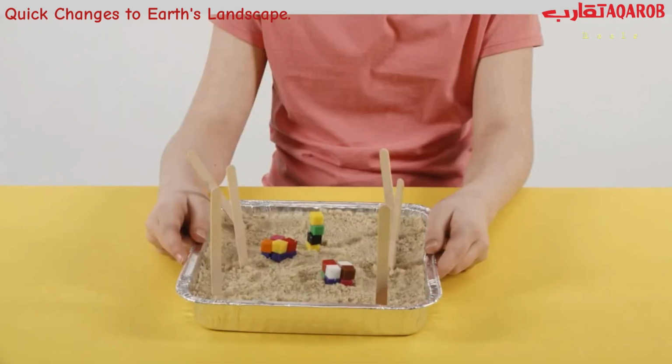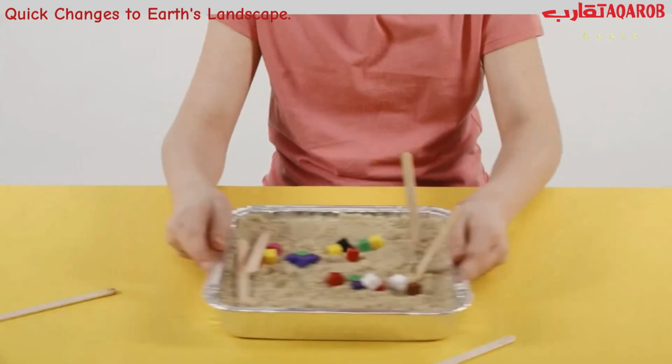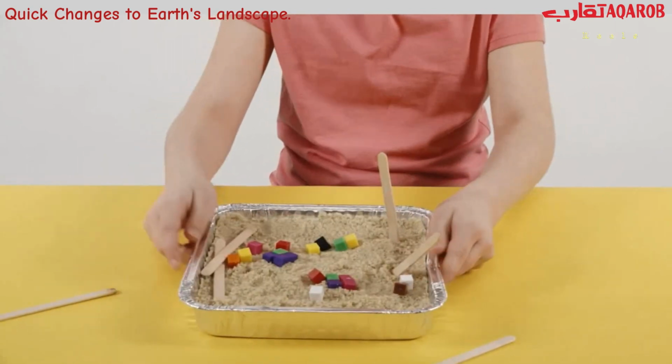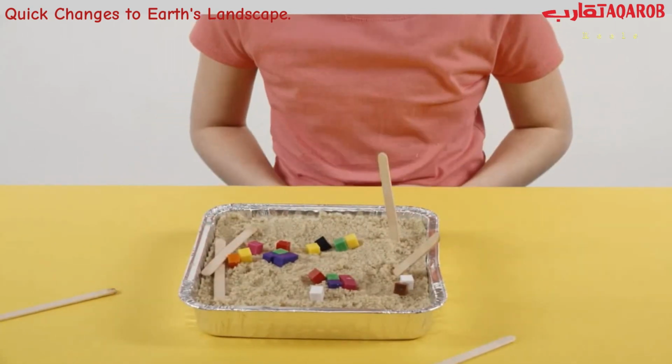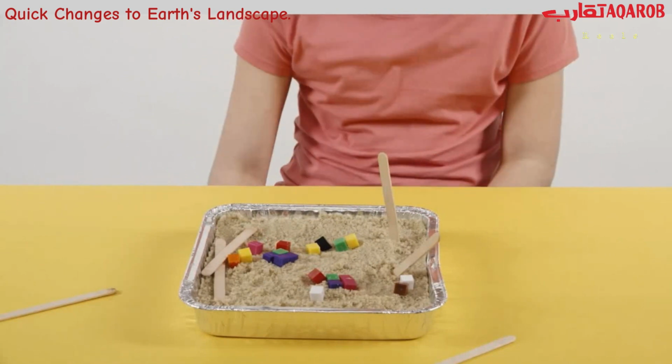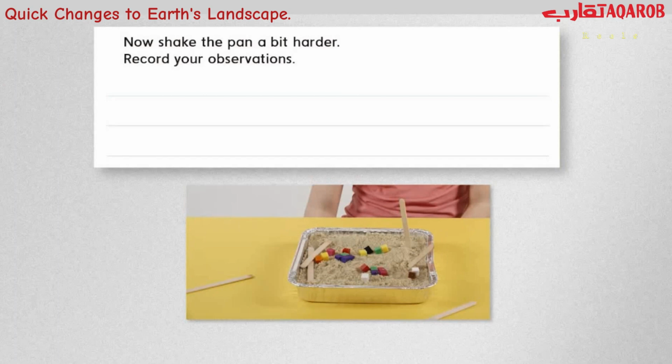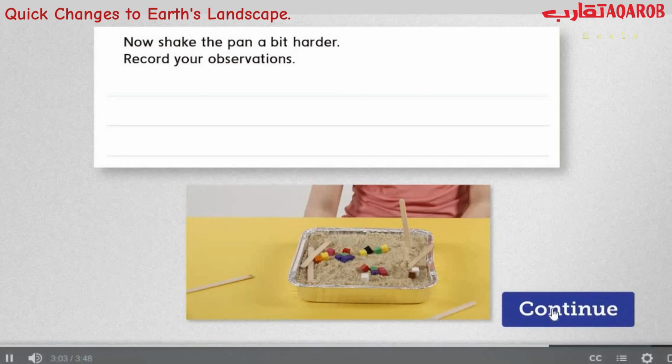Now, hold the pan the same way you did before. Shake the pan a bit harder. This represents a stronger earthquake. What did you see this time? Was it different from what you saw with a gentle shake? Record your observations. Select Continue when you have finished recording your observations.